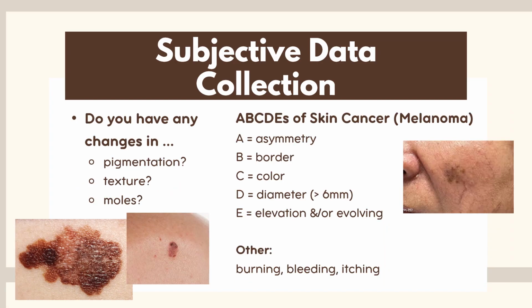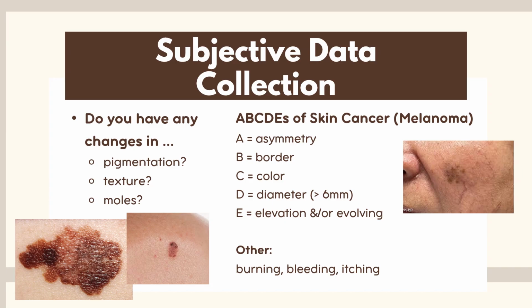And in your subjective data, you also want to ask, especially if a patient comes in with any type of abnormal growth or a change in appearance of something on their skin, such as like a mole. We want to ask them if we have noticed or if they have noticed a change in pigmentation, texture. Is there a new mole? Many times if a patient has multiple or an atypical appearing mole, they are at an increased risk of having skin cancer. So what is an atypical appearing mole?